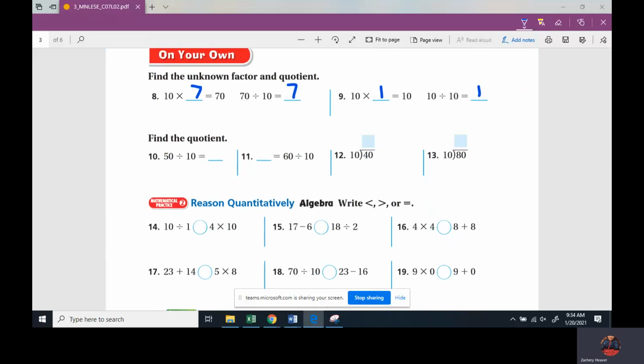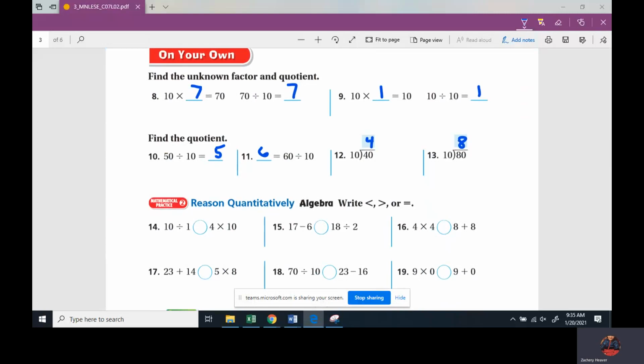Adeline, 50 divided by 10 equals 5. Cortland, 60 divided by 10 equals. Troy, 40 divided by 10 equals. Come on, 40 divided by 10. Look at me, Troy. Skip count 10 to 40. 4. Aubrey, 80 divided by 10.